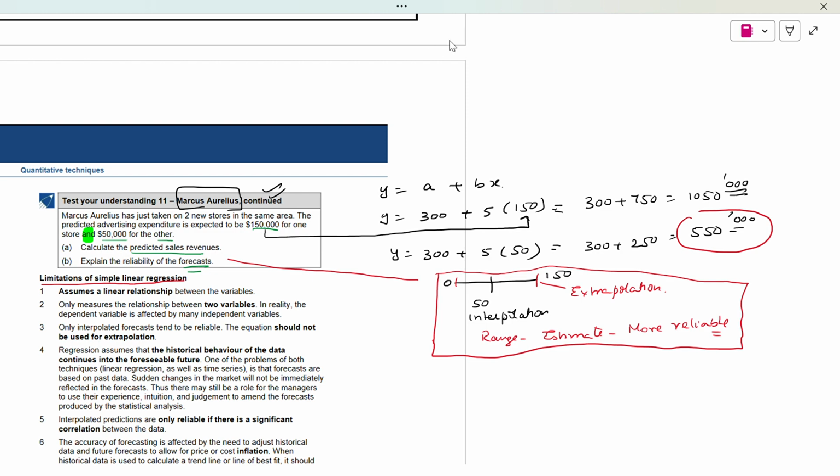You have a range of this much, and we are making a prediction within the range. It is fine, it is more reliable. But if you go to extremes, what will happen? We are taking additional risk. Is it right? Yes.